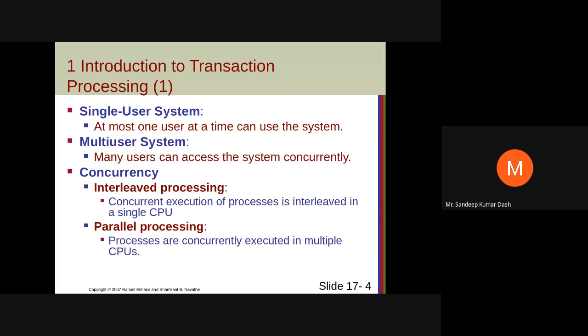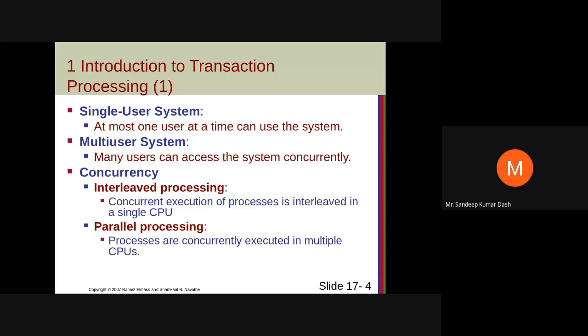So interleaved processing is actually a concurrent execution. You will see it as concurrent execution, but that is not exactly parallel. That means two persons are not accessing the database at a time. They will feel that they are accessing the data at a time, but the database will arrange itself in such a way that one by one it will give access.